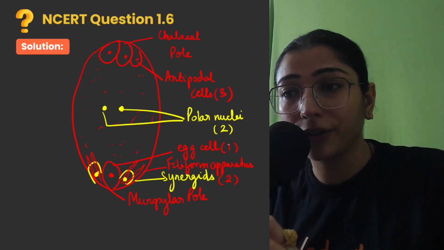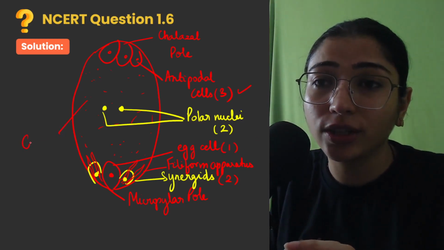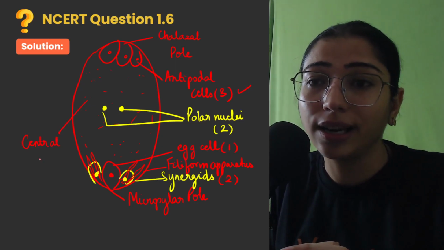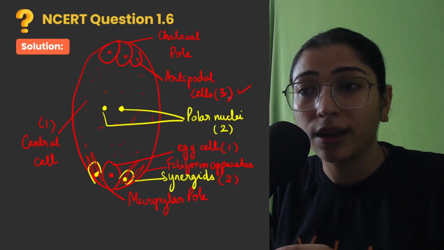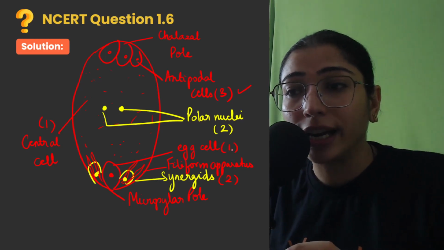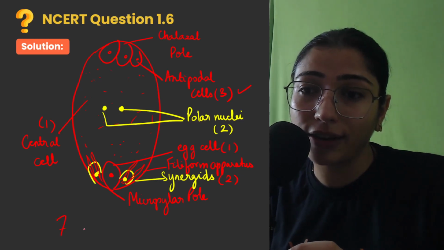Let's count the number of cells first. Antipodal cells, 3 cells. One large central cell is there, in which 2 polar nuclei are lying. So this makes us 3 plus 1, 4, and 5 egg cell, 6 and 7 synergids. So this is a 7-celled structure.